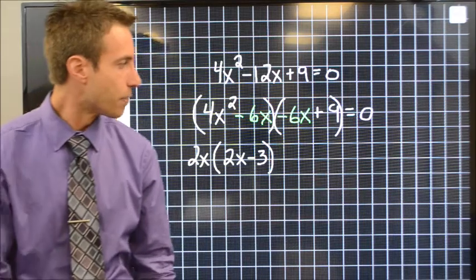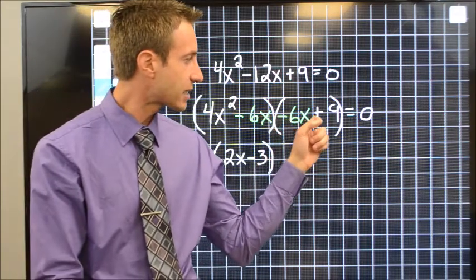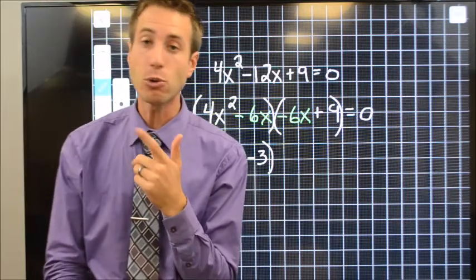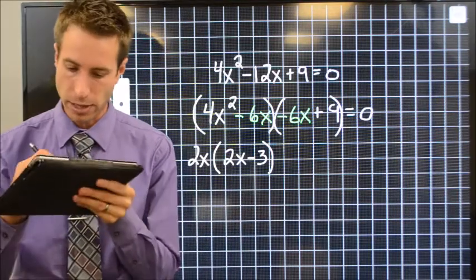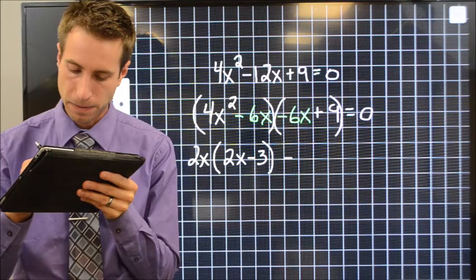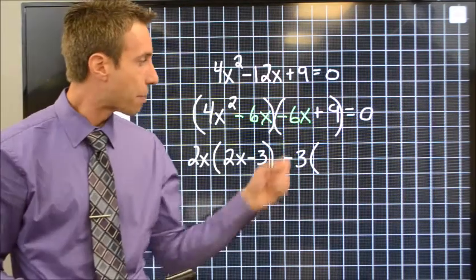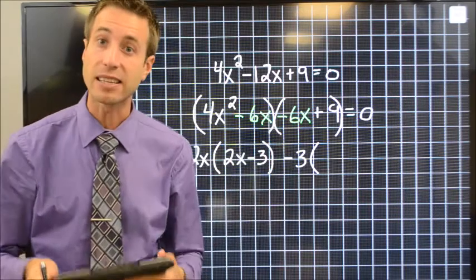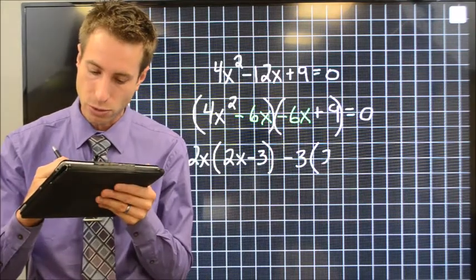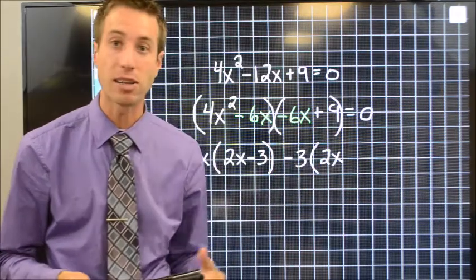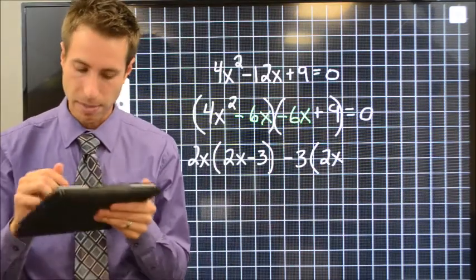What about the next one? Well, I have a negative 6x and a plus 9. What I can pull out of both of those actually is a minus 3. If I pull a negative 3 out of a negative 6x, that leaves me with a positive 2x. And if I pull a negative 3 out of a positive 9, that leaves me with a minus 3.